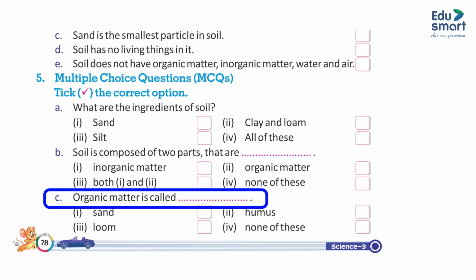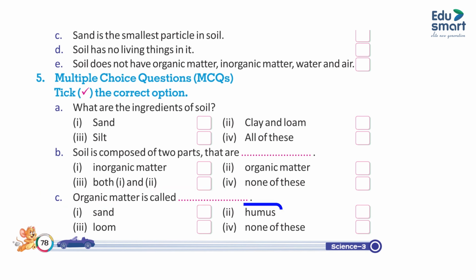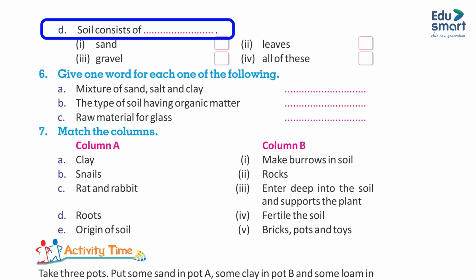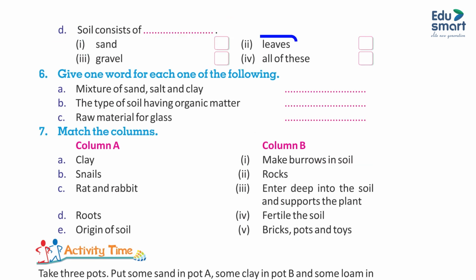C. Organic matter is called dash. 1. Sand. 2. Humus. 3. Loam. 4. None of these. D. Soil consists of dash. 1. Sand. 2. Leaves. 3. Gravel. 4. All of these.